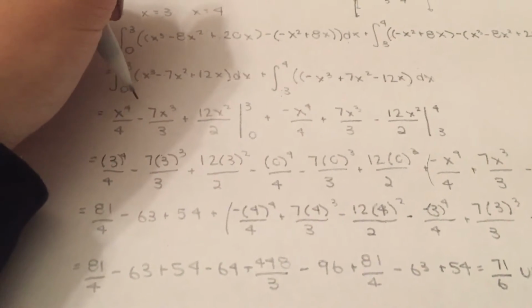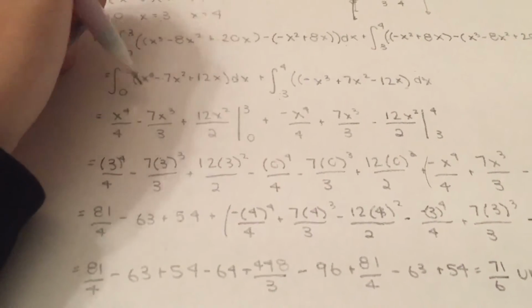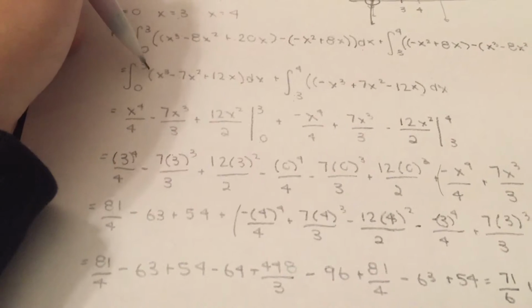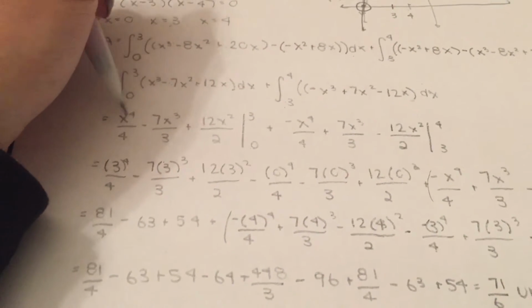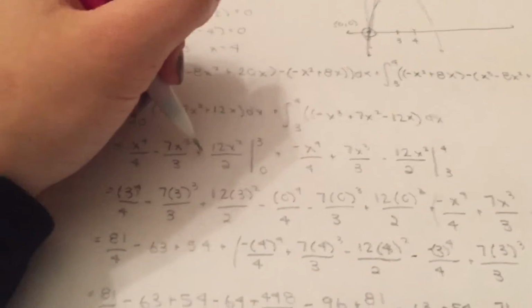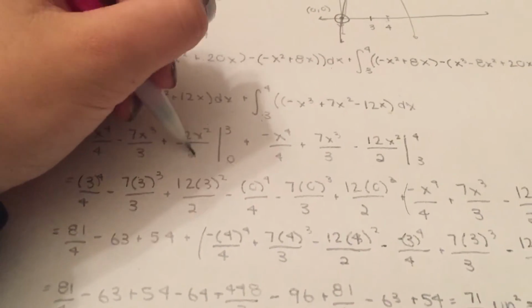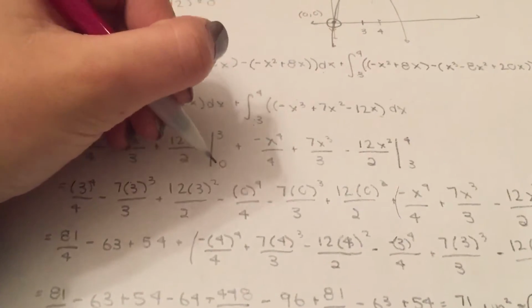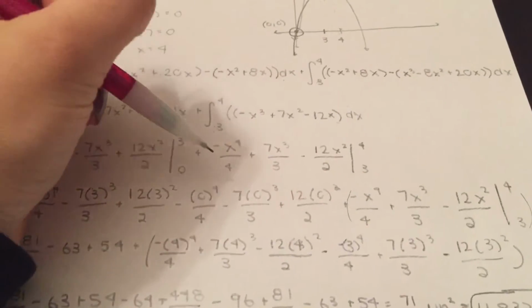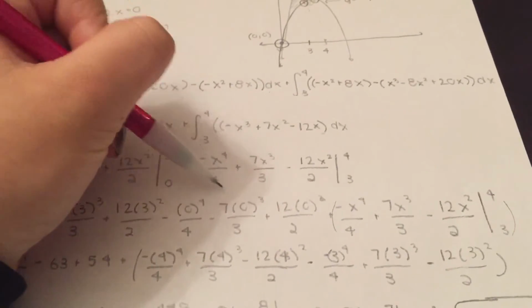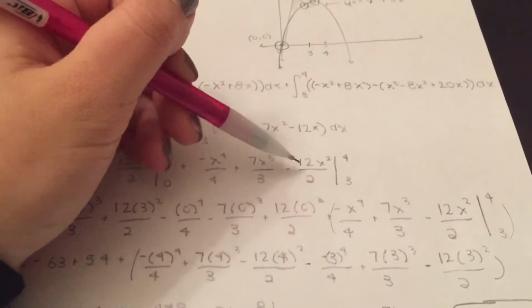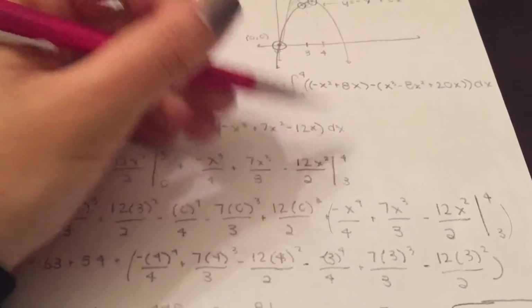Then we find a big F of x of each of these equations and set them up here. So big F of x of this equation is x to the 4th over 4 minus 7x cubed over 3 plus 12x squared over 2 from 0 to 3. And then big F of x of this equation is negative x to the 4th over 4 plus 7x cubed over 3 minus 12x squared over 2 from 3 to 4.